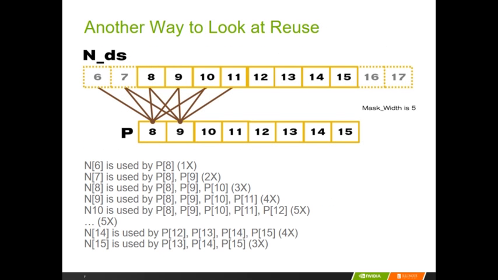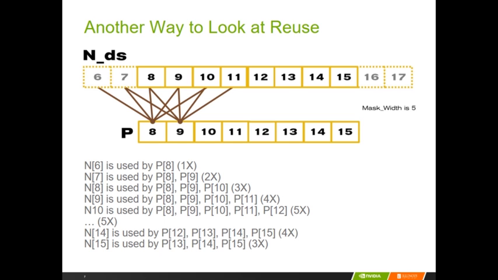There's another way, perhaps a more complex way, of looking at the reuse. Whenever we load the input tile into the shared memory, each input element will be reused a number of times when calculating the output tile elements. In this example, N6 is only used by the calculation of P8, but N7 will be used in the calculation of output elements P8 and P9.